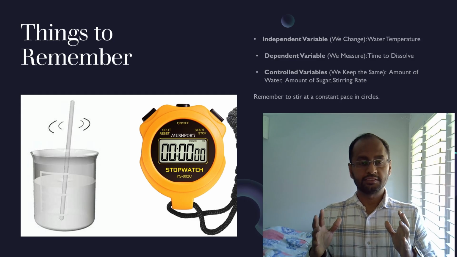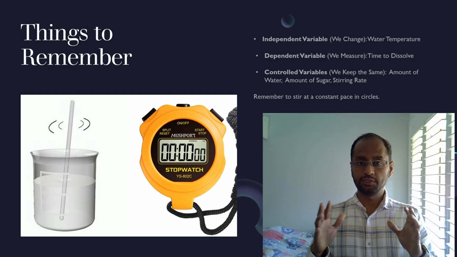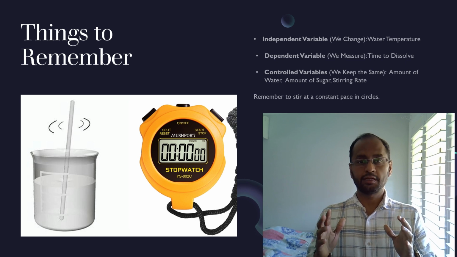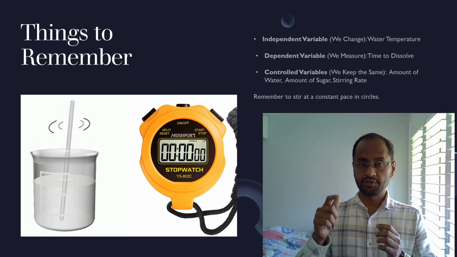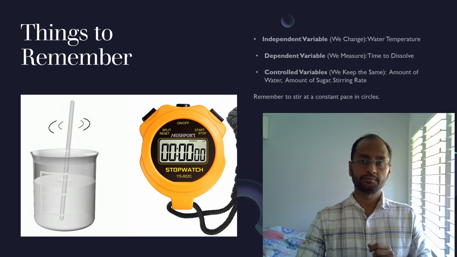We keep all the others constant. We call them controlled variables. We control them and do not allow them to change. The controlled variables in this experiment are the amount of water, the sugar, and the stirring speed. So it's very important you keep your stirring speed constant throughout your experiment.